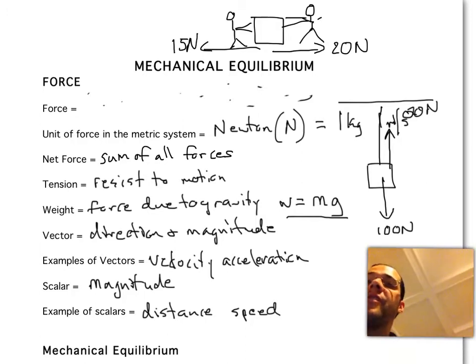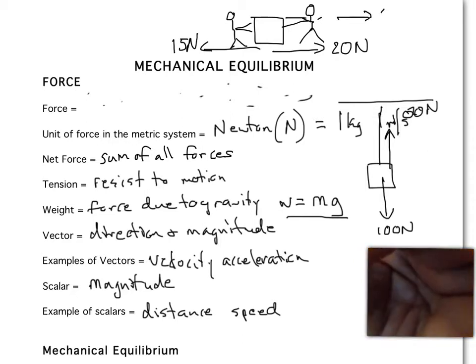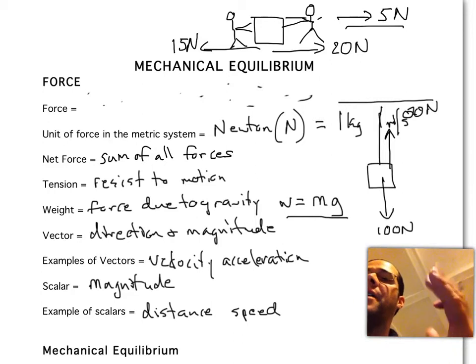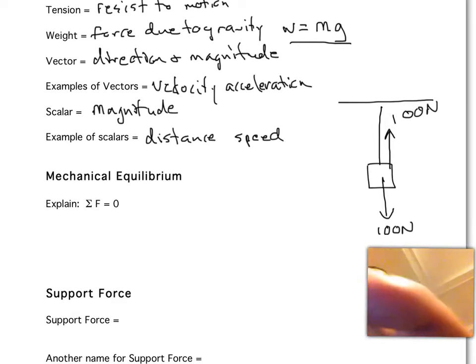Since the person on the right isn't pushing as hard, the box is going to start to move to the left. And it's going to move to the left as if a single force of only 5 newtons was acting on it. So the net force, again, is the sum of everything acting on the object. Now, we're going to end up with specific cases where the sum of all forces is equal to 0.